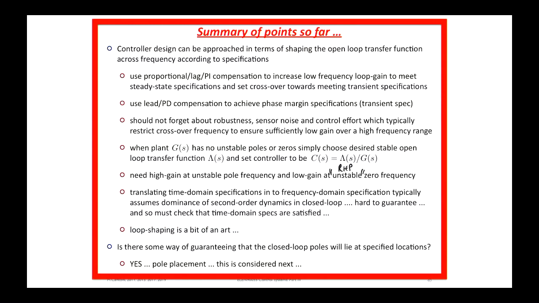So, this is just a summary of all the things we've been discussing. I think the main point to take away is that there are no recipes. All right, we can use these simply parameterized compensator forms to help us adjust things in different frequency bands to achieve our specifications. But at the end of the day, what we're doing here is loop shaping. We're shaping the open loop transfer function to meet specifications by choosing the controller parameters. And it's a bit of an art.